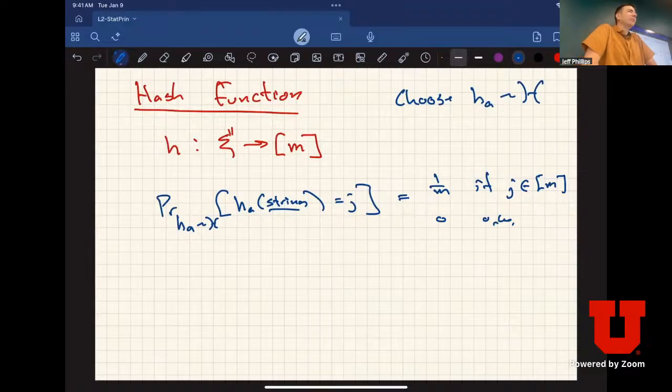Okay, does this make sense? Who's not seen a hash function before? Something like this. This is something you've seen in a data structures course. This seems okay. All right, so this is another place that this is right. Yeah, question.